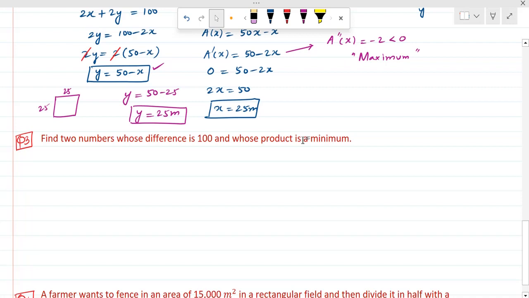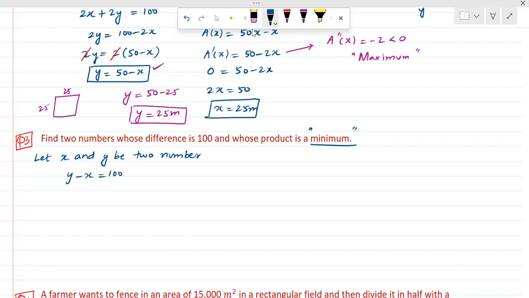Now there are some questions they will ask like this. Find two numbers whose difference is 100, and whose product is minimum. Let x and y be the two numbers. And what is given here? They are giving the difference. The difference of these two is 100. So I will take y minus x equals 100, which is given in the question.